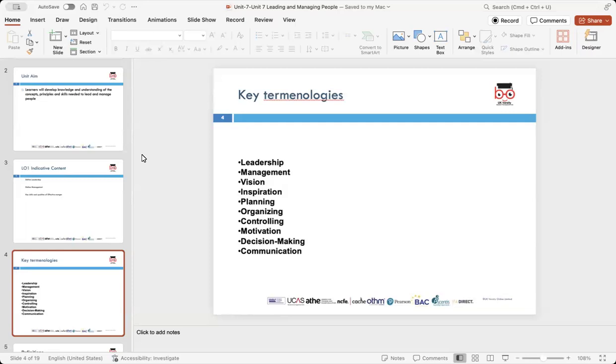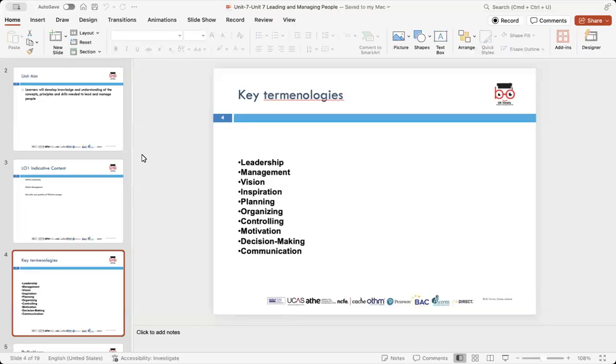Management involves planning, organizing, leading, and controlling resources to achieve objectives efficiently and effectively. Vision refers to the ability of a leader to see the bigger picture and set a clear direction for the future. Inspiration is the ability of a leader to motivate and energize others. Planning is the process of setting objectives and determining the best course of action to achieve them.